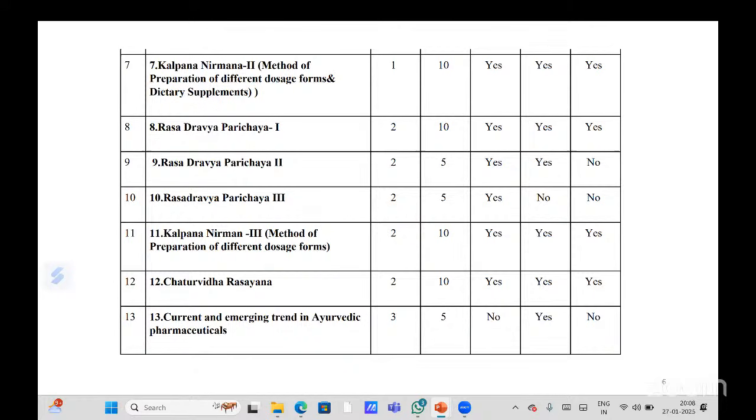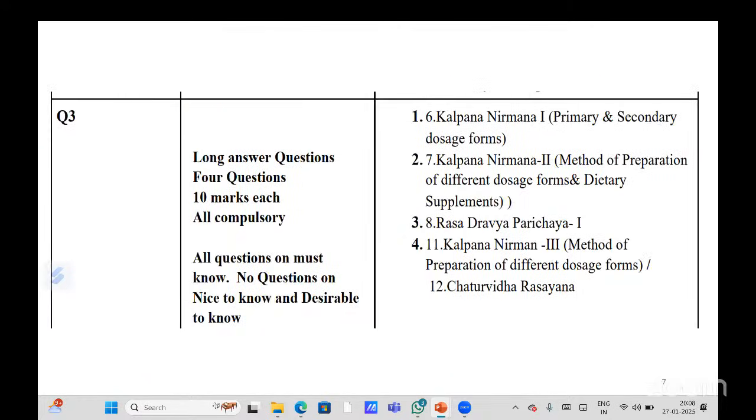Okay. So long questions. There are total 4 long questions. Each carries 10 marks and there will be no choice questions. All are must answer here. We will get one long essay question from syllabus point number 6, 1 from syllabus point number 7, 1 from syllabus point number 8, and 1 from syllabus point number 11. Okay, in a similar way, the short essays and MCQs.